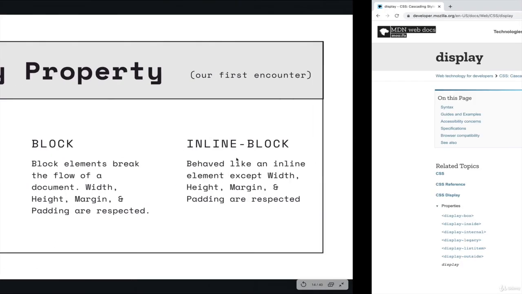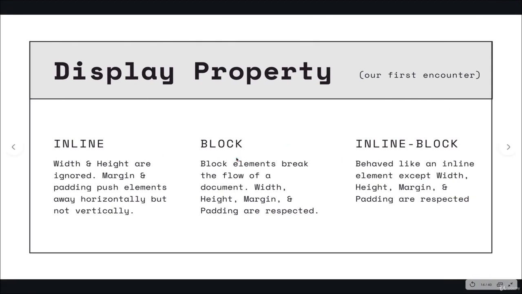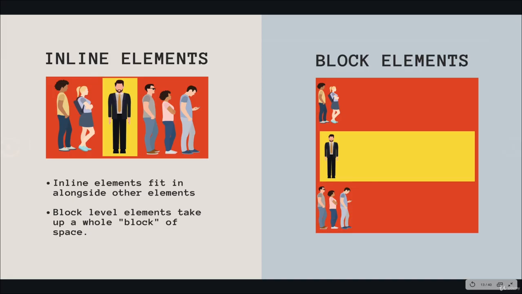But for the most part, what we've covered here are inline, block, and inline-block. 3 different options for display. It all has to do with how elements fit in with other elements and how they're affected by box model properties. Okay.